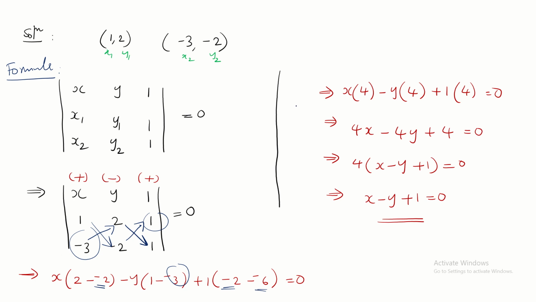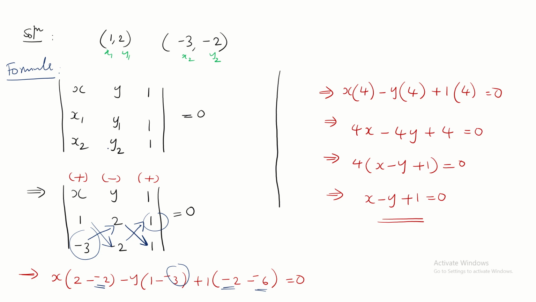The next line, x I'll write as it is, then minus minus plus, so 2 plus 2 it is 4. Minus y 1, minus minus plus 1 plus 3 it is 4, so minus y into 4, plus 1 into minus 2 minus minus plus 6, minus 2 plus 6 it is 4, that is equal to 0. So here x into 4 is 4x, minus y into 4 is 4y, plus 1 into 4 is 4, that is equal to 0. And the next line, I'll take 4 common.